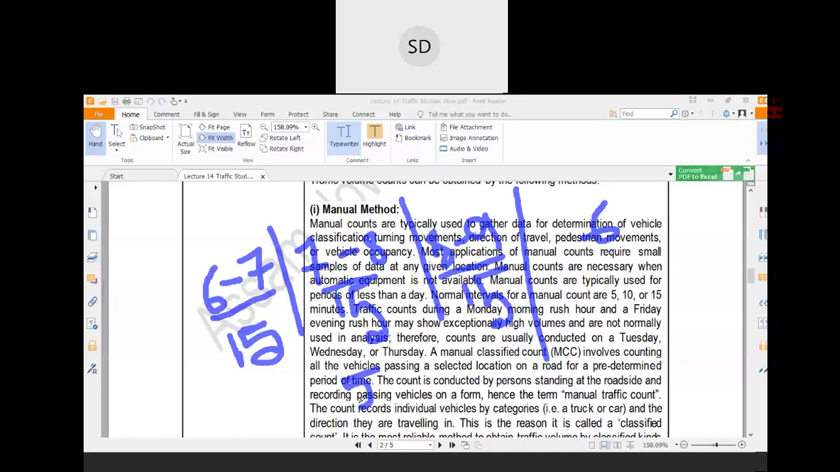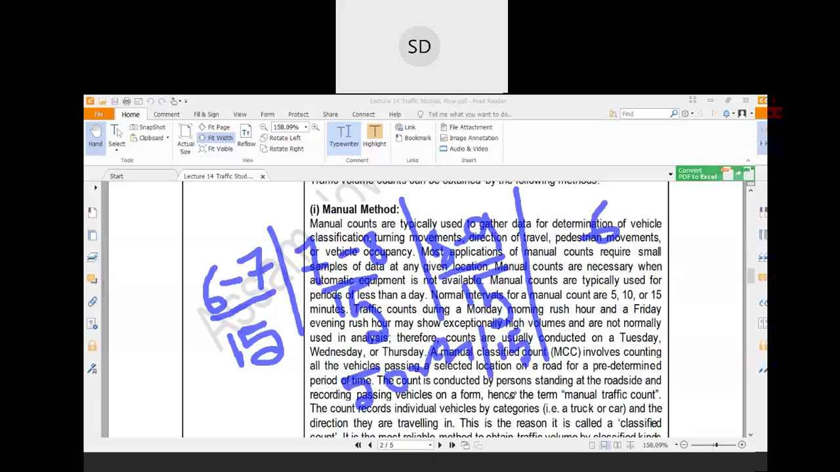You will collect data only for the 15 minutes, and after that you will convert that 15 minutes data into 1 hour data by mathematical calculations. For example, suppose you got 50 vehicles per 15 minutes.